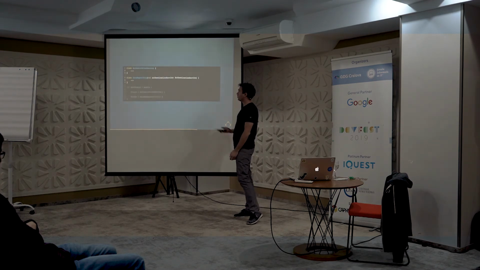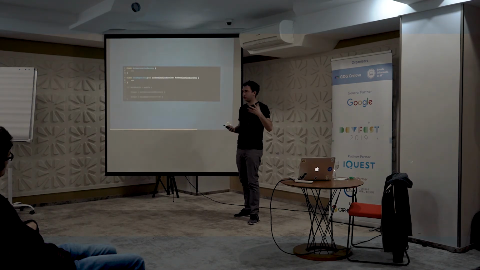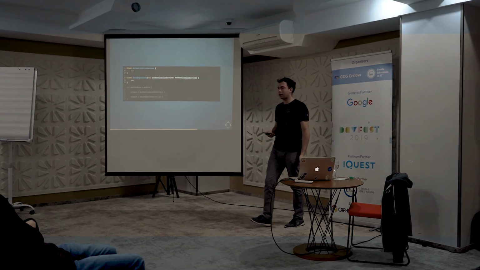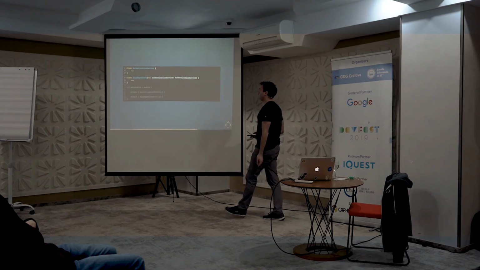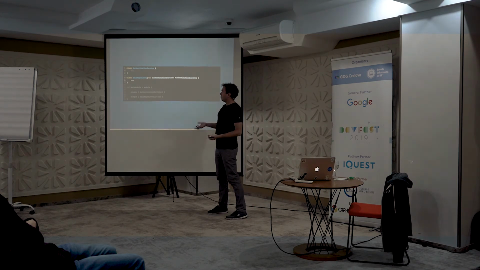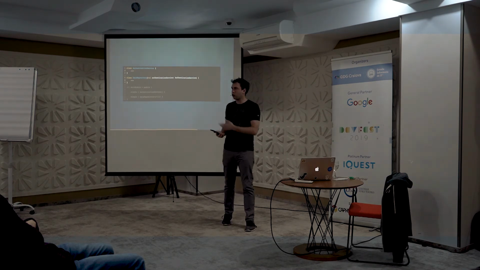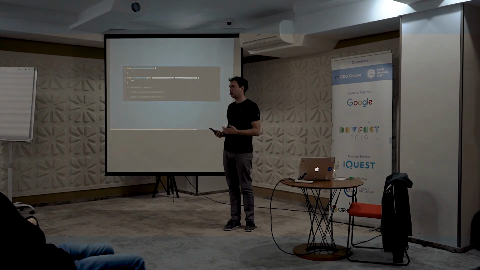Okay, let's see how this works. So let's say we have two classes, two services. One is called authentication service, and this takes no other dependencies, and the other one would be a data repository. This data repository would require the authentication service as a dependency.